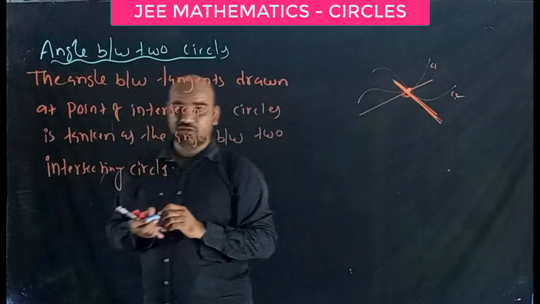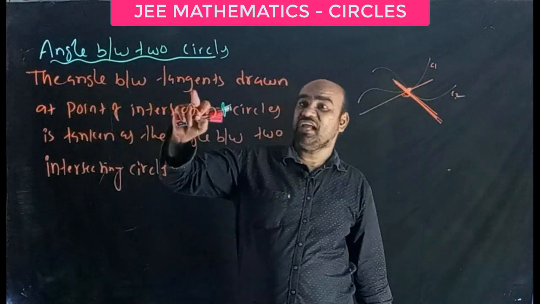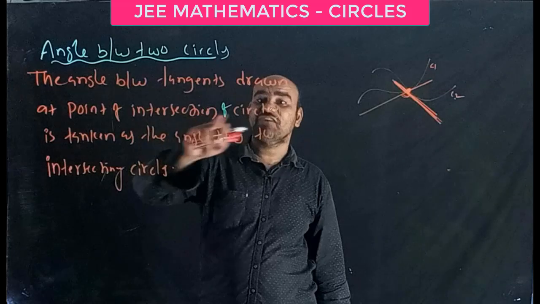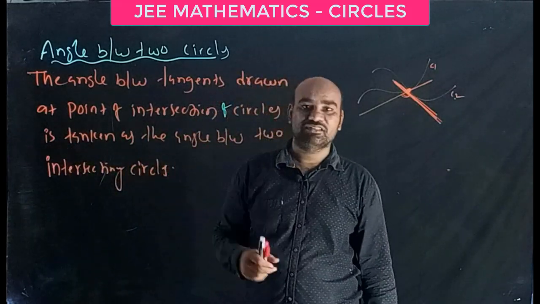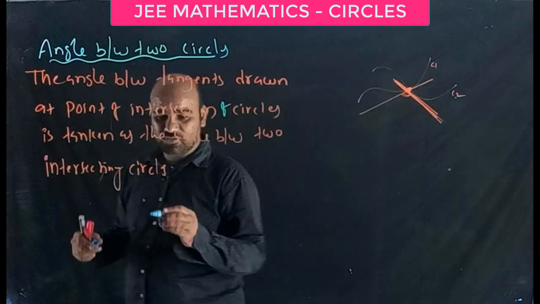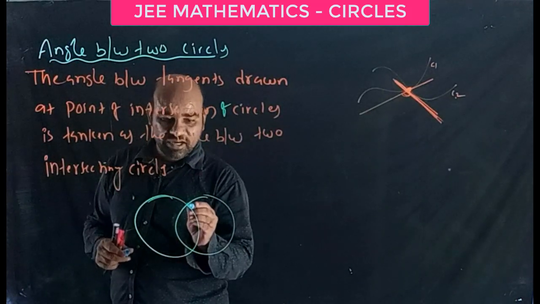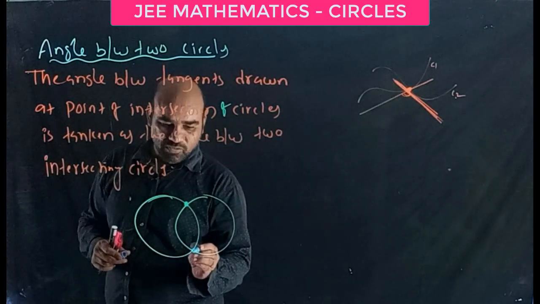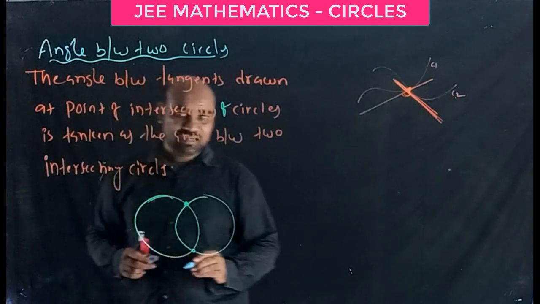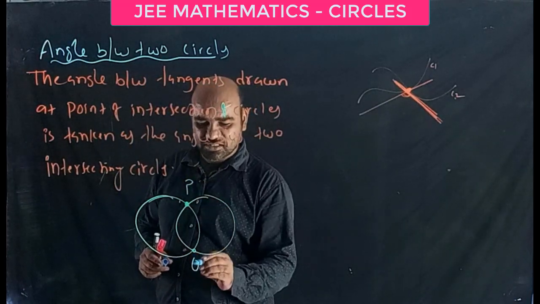Listen, students, I wrote the definition here. The angle between tangents drawn at the point of intersection of circles is taken as the angle between two intersecting circles. For example, this is one circle, this is another circle. We want to find the angle between these two circles at this point and at this point, because these two circles are intersecting at two distinct points. Say this is point P, say this is point Q.